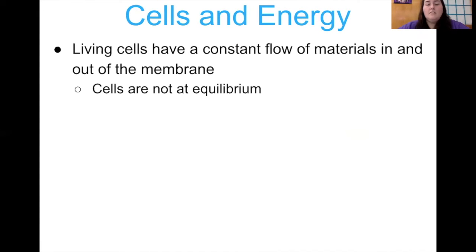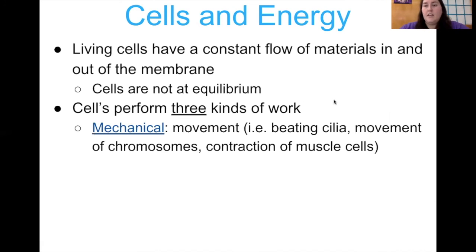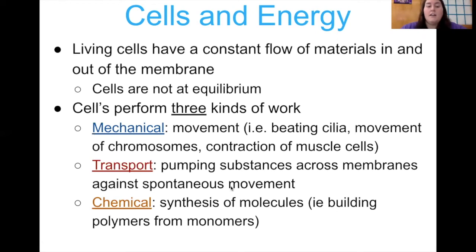And so cells have a constant flow of materials coming in and out of the membrane, right? We talked about that in our last unit, but they're not at equilibrium. And they do 3 types of work: mechanical, transport, and chemical. We've talked about transport this last unit, right? The movement of substances against gradients across membranes.